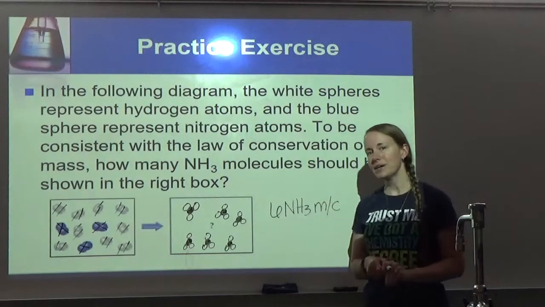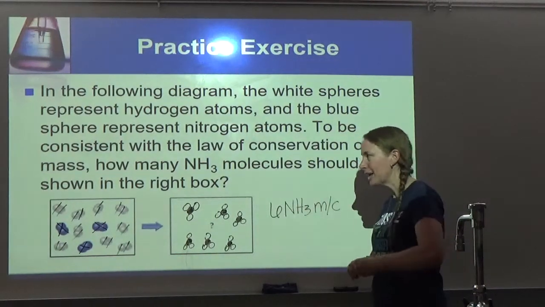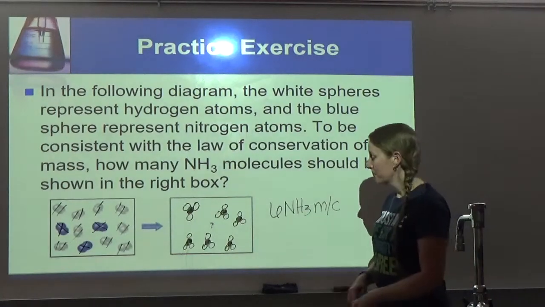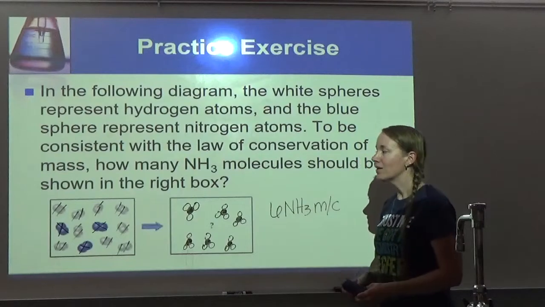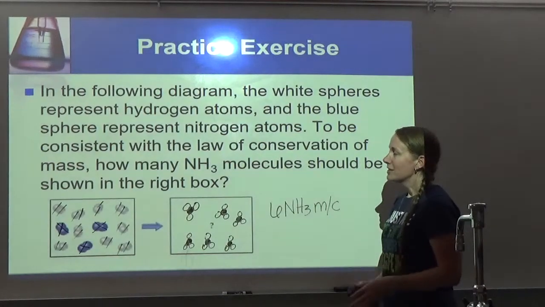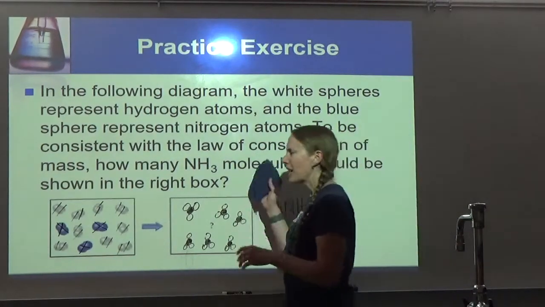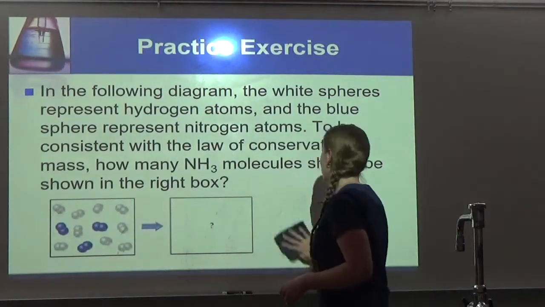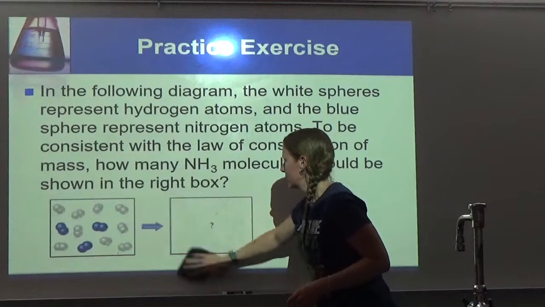Now a lot of you probably could have done that in your head. I also can. But I'm just trying to show you a way to do it if you can't do it in your mind. All right, really you could just say, oh, I've got 6 nitrogens and 18 hydrogens, so that's going to make 6 of them.